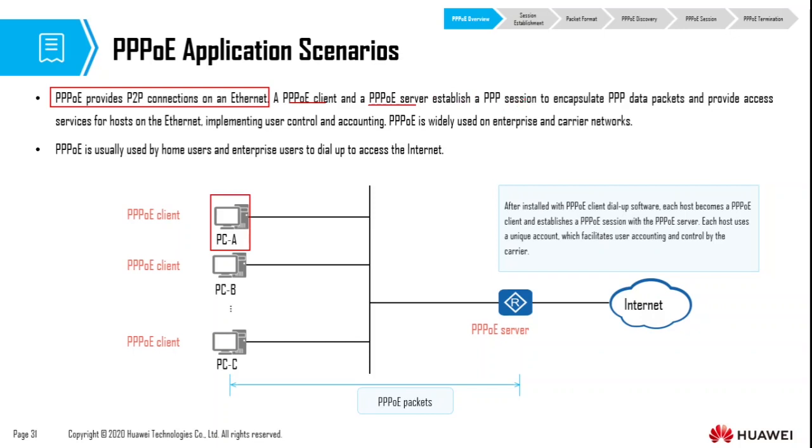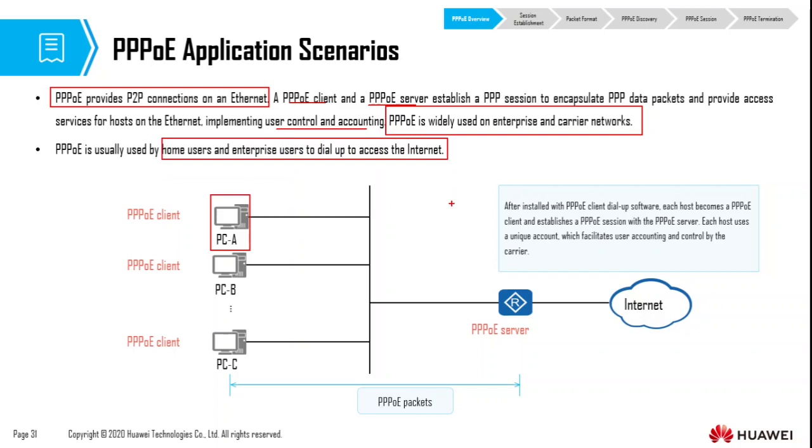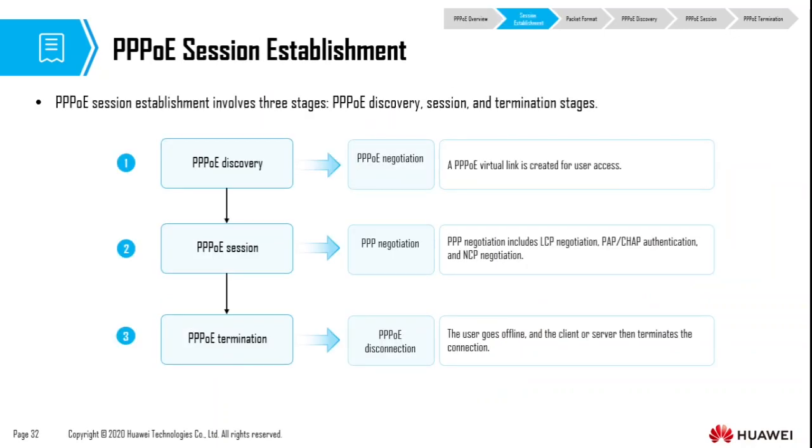They establish a PPP session to encapsulate PPP data packets and provide access services for the host on the Ethernet, implementing user control and accounting. As I said, the BRAS server will actually perform the AAA. PPPoE is widely used on enterprise and carrier networks. It's a very common technology. PPPoE is usually used by home users and enterprise users to dial up access to the internet. I think I have already explained this particular architecture. Now let's see how a PPPoE session is established.